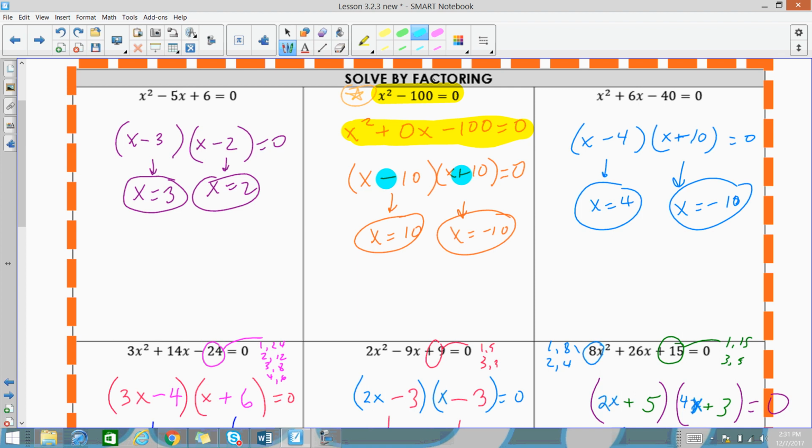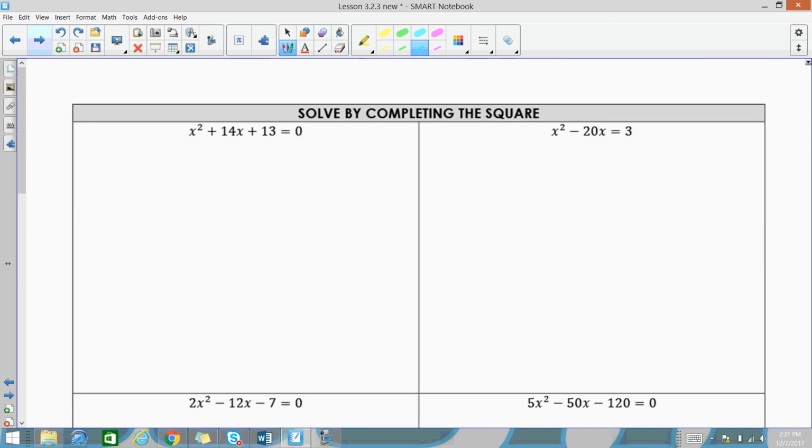So if I were to do this on the test and it said solve any way you want, this one I would not have factored. I would have solved by taking square roots. But that's when we come back on Monday, where we're going to talk about what's the best method. So flip it over, and this is solve by completing the square.